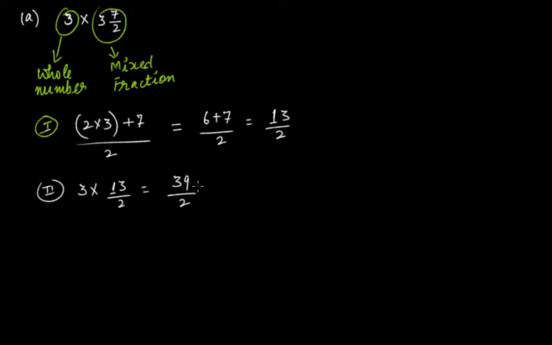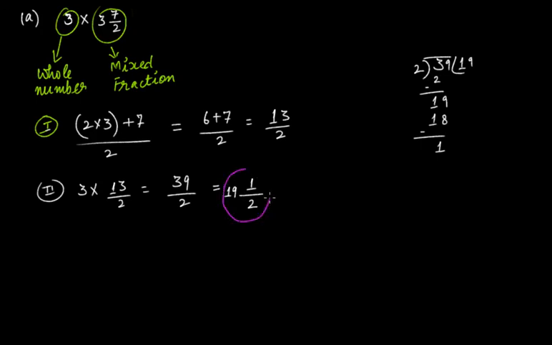Now you can write this number into a mixed fraction, and that will be, you divide 39 by 2. This will be 19, and 2 times 19 is 38, so the remainder is 1. You have a remainder here, so simply write the remainder as the numerator, and you have 2 as the denominator and 19 here. You'll put it like this, and this will be your mixed fraction.